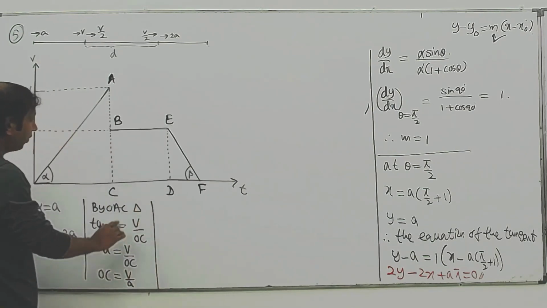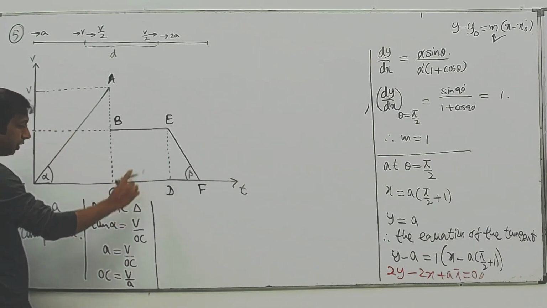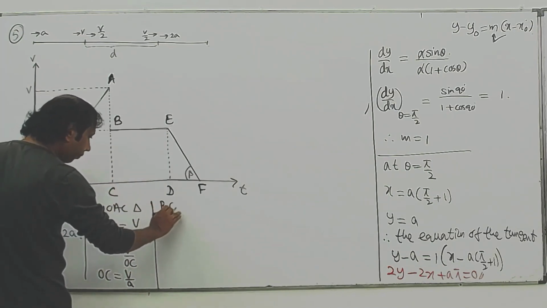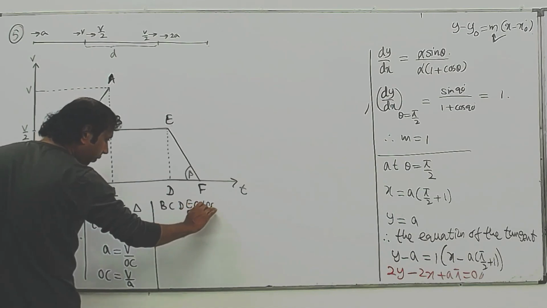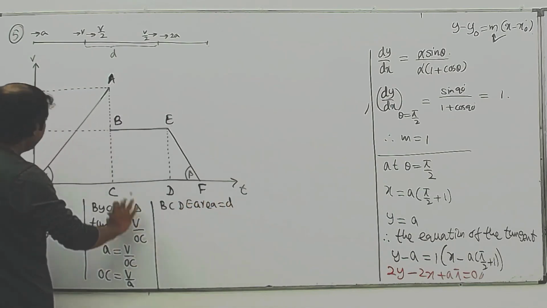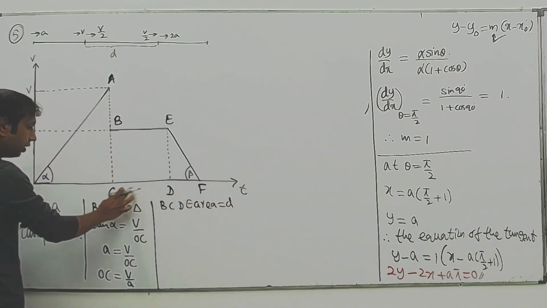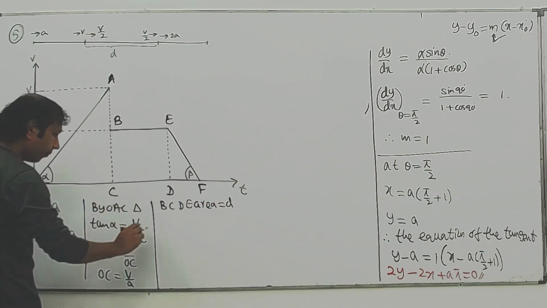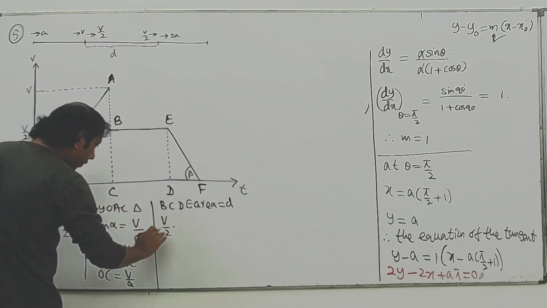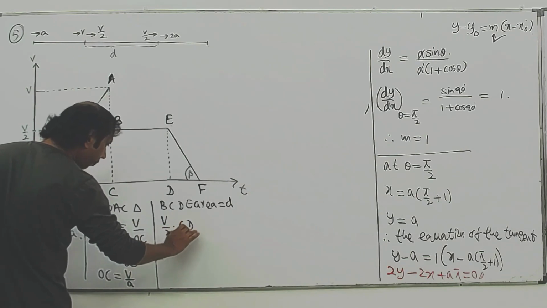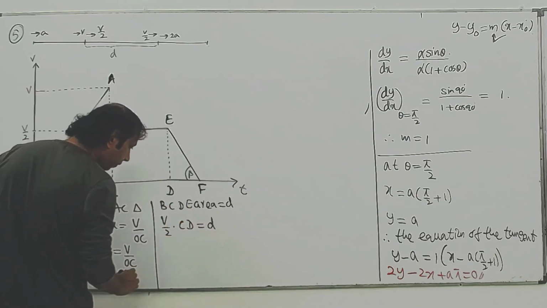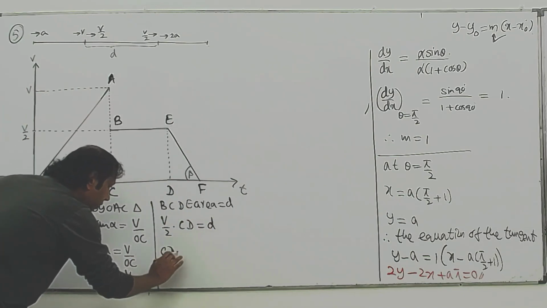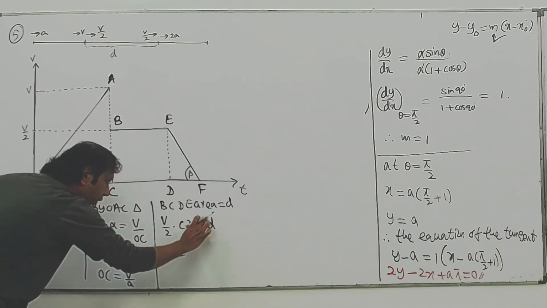And also, people, the BCDE area is equal to d. Then v by 2 into CD is the area of the rectangle. v by 2 into CD is the area of the rectangle. That should be equal to d, right? And so the time CD you can write as 2d over v, no?